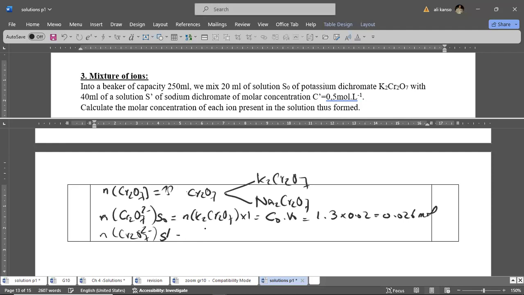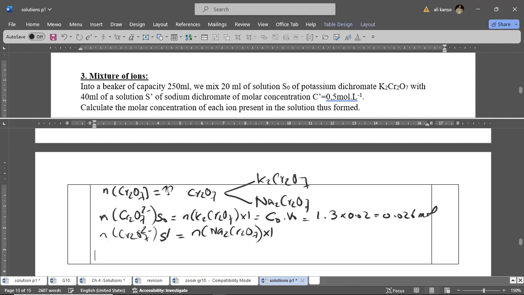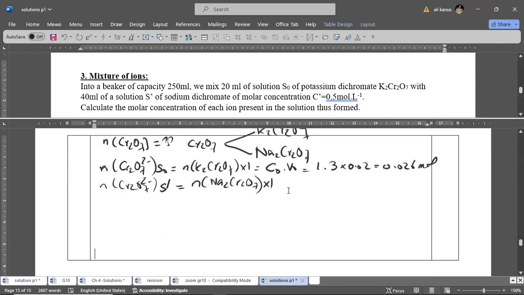Similarly, for the number of mole of Cr2O7 from the other one, which is S prime, S prime is equal to N of Na2Cr2O7 times 1, equal to C prime times V prime. C prime was 0.5 times 0.04, we get 0.02 mole. Just you have to add them.